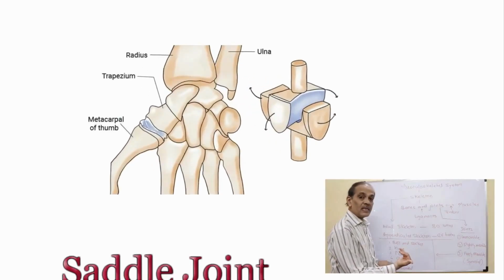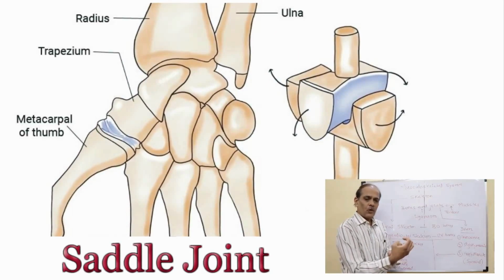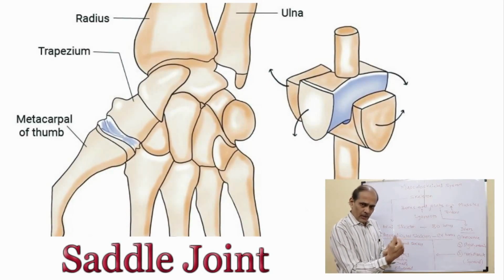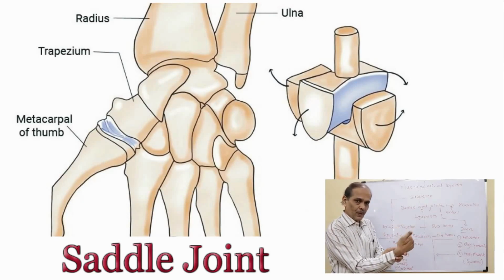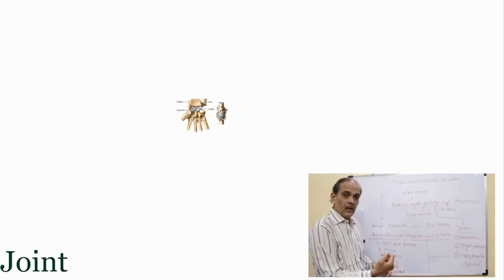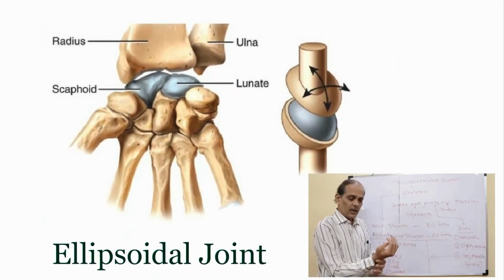Then we have saddle joint. That is a unique joint which comes only at the base of your thumb. This is a special joint which has a possibility of all such movements. That is your saddle type of movements. This is saddle joint. One more very dynamic joint is ellipsoidal joint or basal joint, that is here.